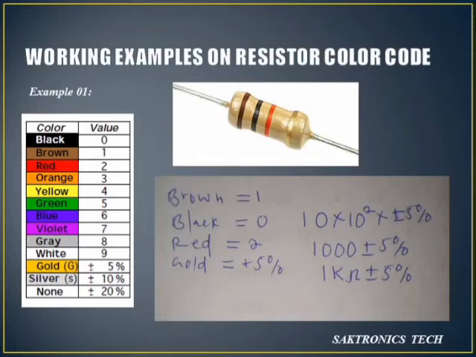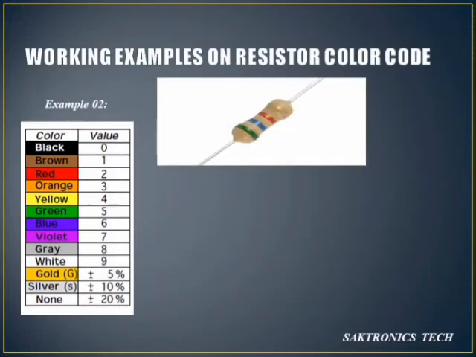So that's how we have plus or minus 5%, and ohms is just a unit of a resistor. So now let's solve another example and see. As we can see in example 2, we have a resistor that starts with green, blue, red, gold. The question here goes like this: where are we starting from?